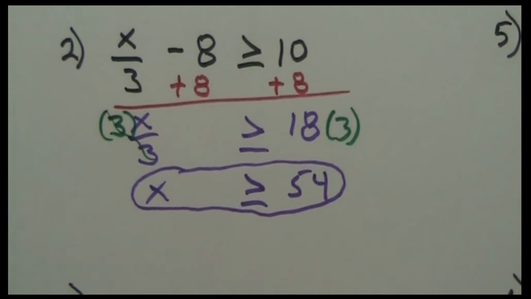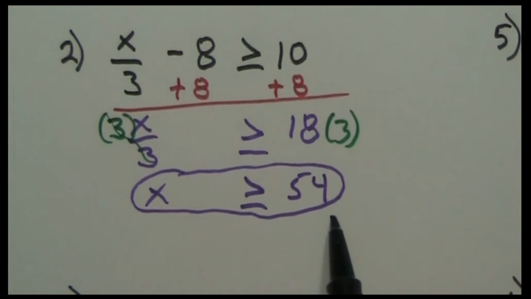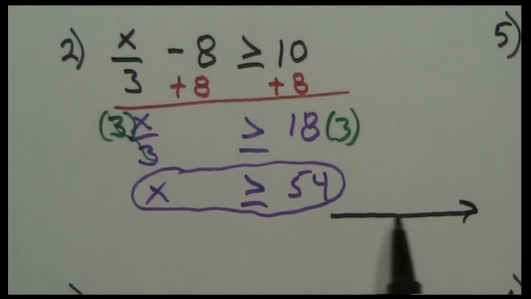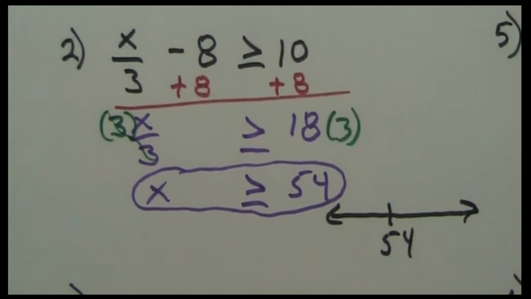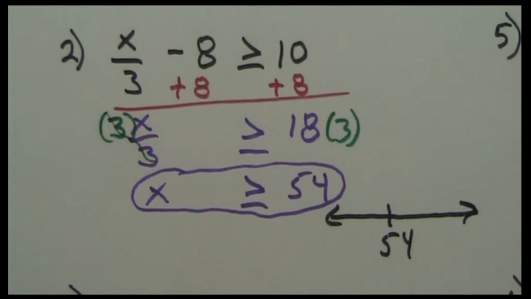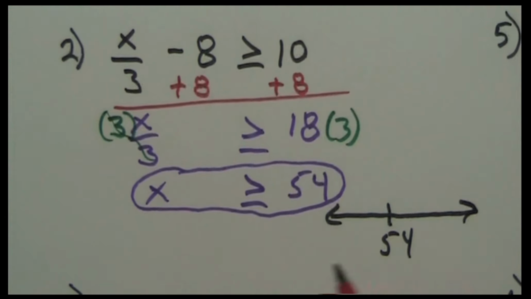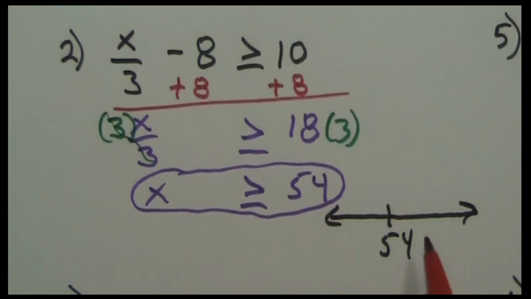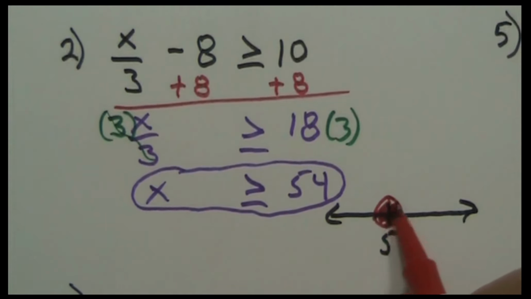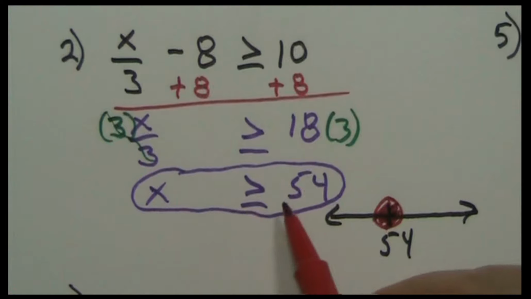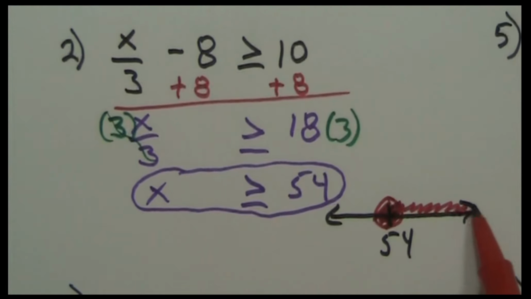So if I was to put that on a, I'm going to put a little graph right there. Put the number 54. And is it open or closed? Let's see, it's equal. It could be 54. It could be 54 and numbers more than 54. Any number more than 54 will work.